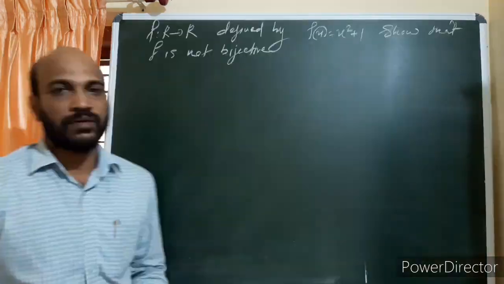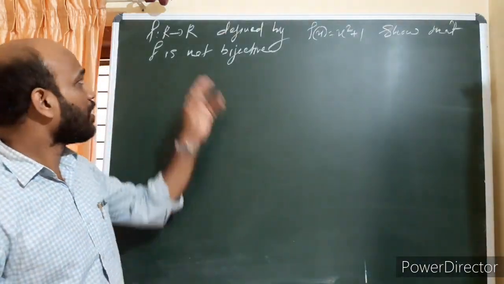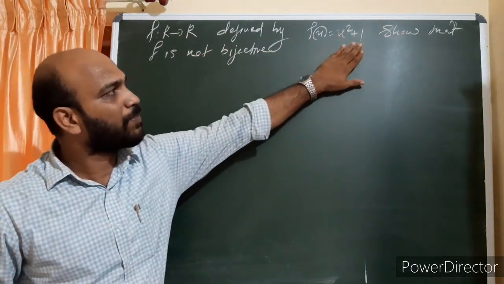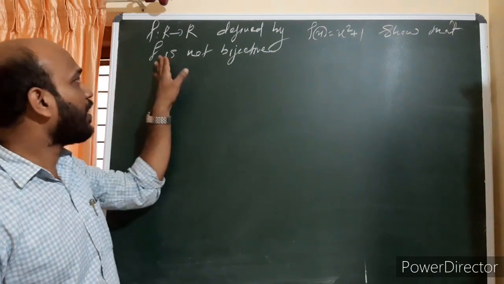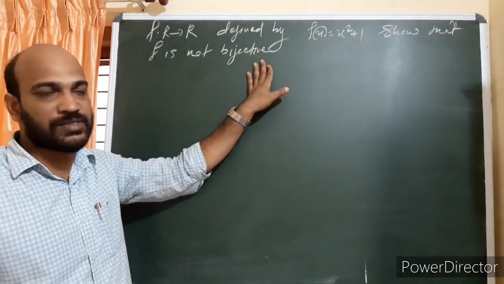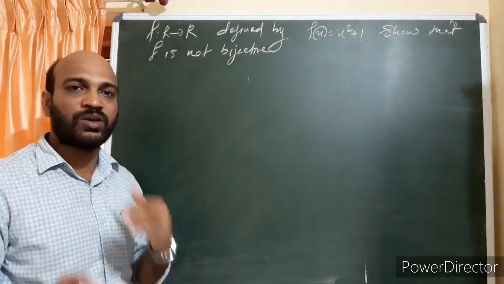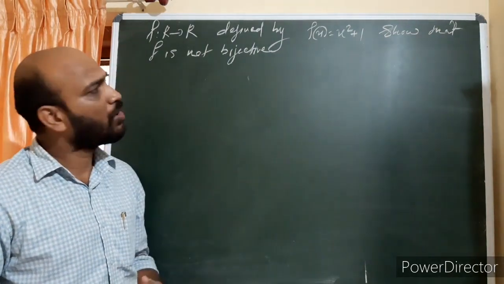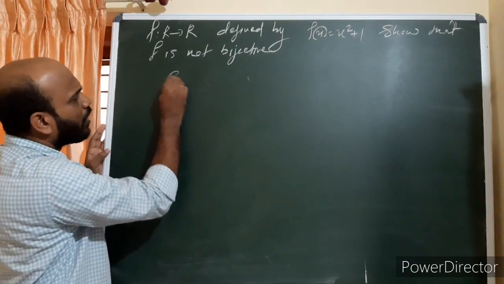Okay. Now consider the third question. Let f from R to R be defined by f of x equal to x square plus 1. Show that f is not bijective. Here also you have to show that it is not bijective. That means it may not be 1-1 or onto. So first we will go for 1-1.